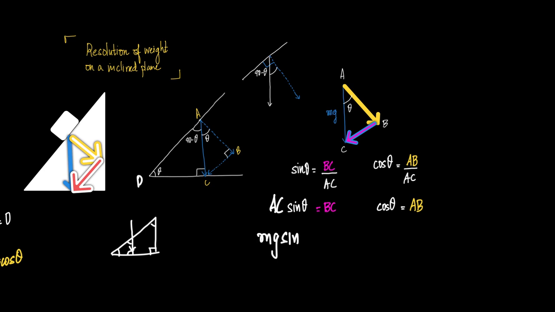So we have mg sine theta is equal to BC. We can write BC as the horizontal component of weight, mgx, which is mg sine theta. What is AB? AB from this equation will be AC cos theta, so AB is equal to, instead of AC, we have mg. So that is mg cos theta. AB is otherwise the vertical component of weight, mgy, which is mg cos theta.